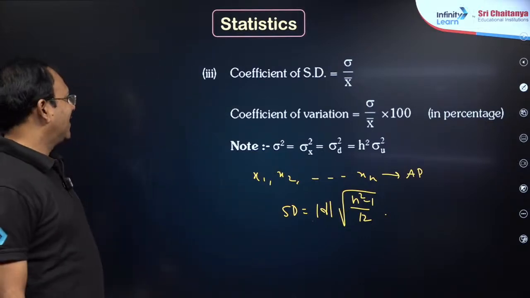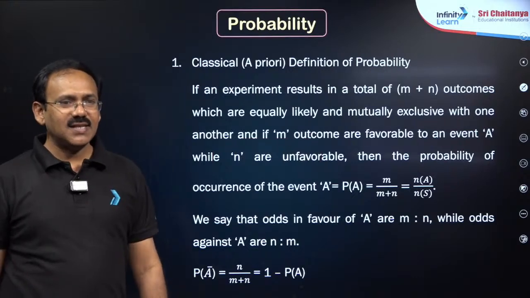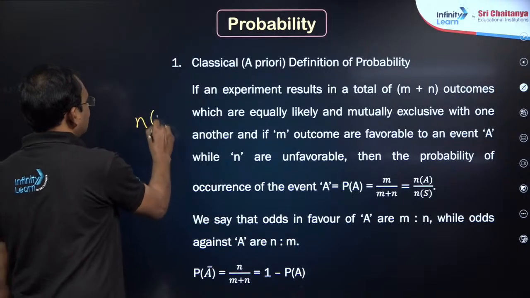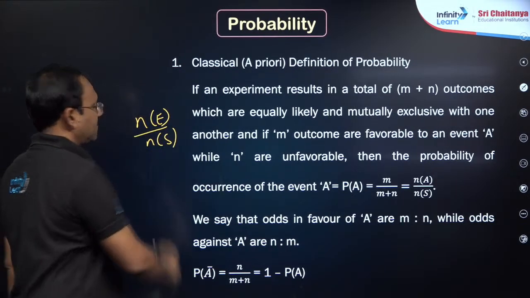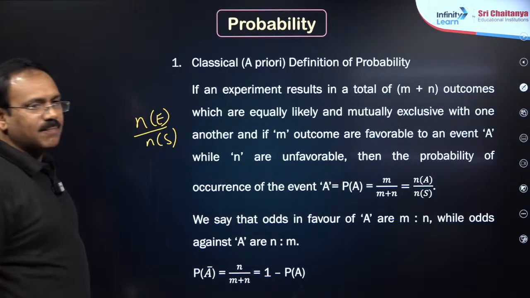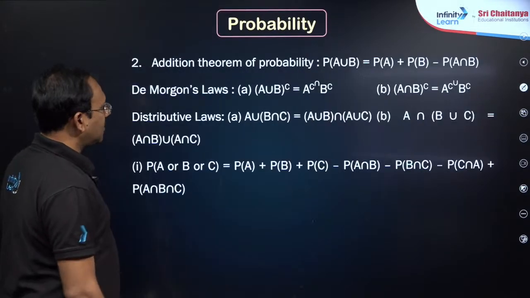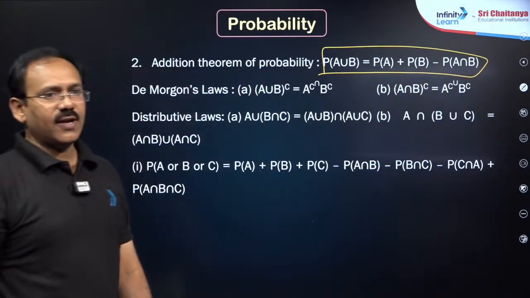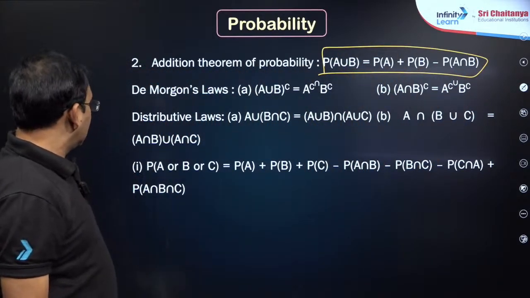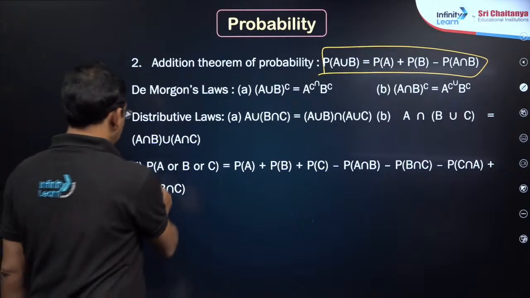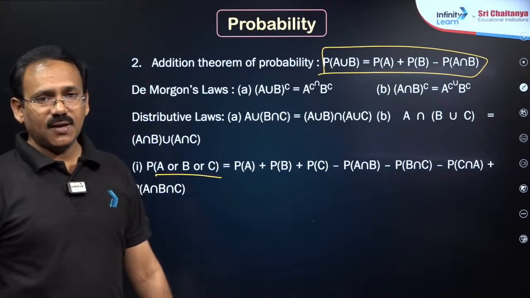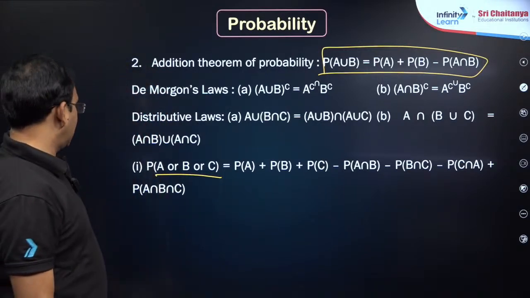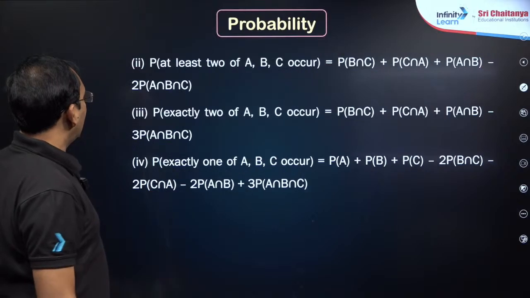Next, dear students, probability, maybe the last. Simple, number of favorable cases of E by total number of cases is the probability. Here, addition theorem in the sense, my dear friends, P of A union B will become P of A plus P of B minus P of A intersection B, right? Then similarly P of A union B union C is P of A plus P of B plus P of C minus P of A intersection B minus P of B intersection C minus P of C intersection A plus P of A intersection B intersection C.